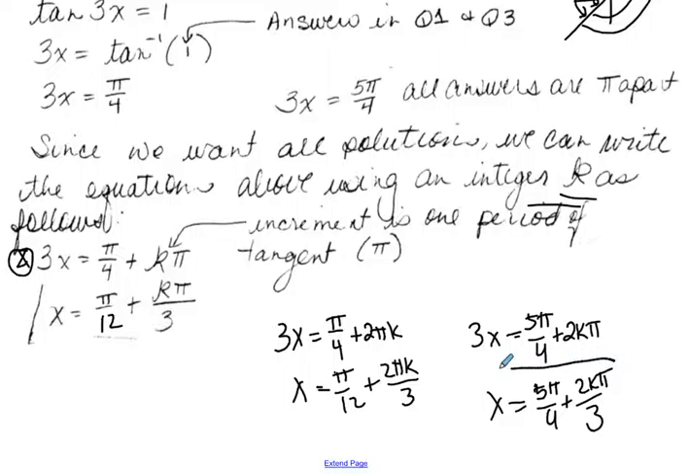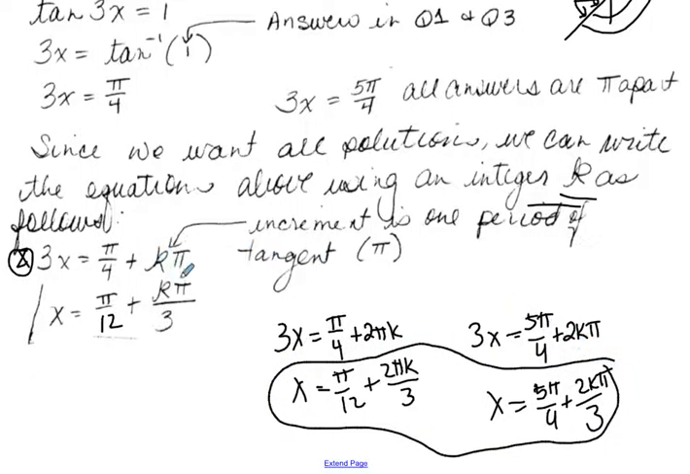Now, even though these answers look different, they will still produce all of the exact same answers. I prefer this one because it's more concise, but I would accept this answer as well. And I don't know why I wrote a 4 there. That should be a 12. Okay, so I would accept either of those answers as correct.